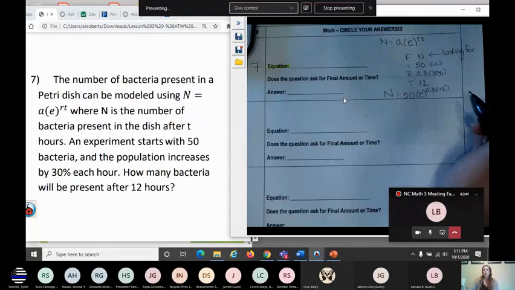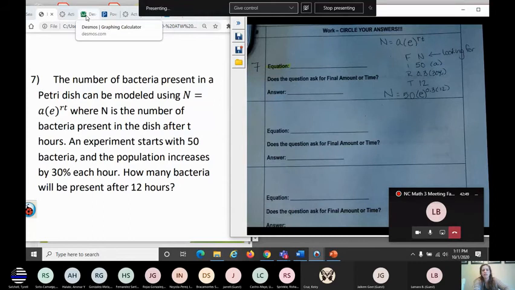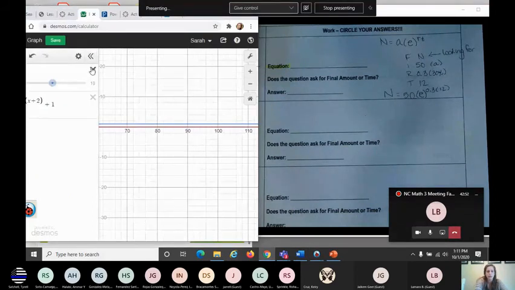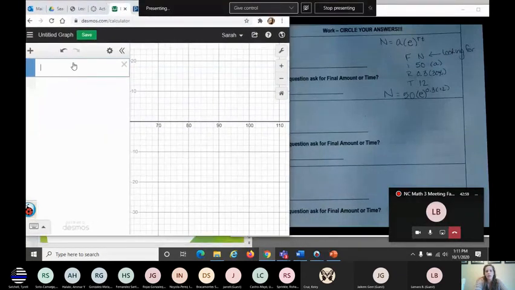Okay, so when you are looking for this, you can do it. Let me show you on Desmos, since I'm assuming a lot of you don't have graphing calculators available. You can get one from the school if you want one. If you need information on that, please let me know. So I'm just going to type it in here, 50, and then I'm putting my base E, okay, and then I'm raising that to the power of 0.3 times 12. Let me move my thing out of the way. All right, and it's just going to calculate that number for me.